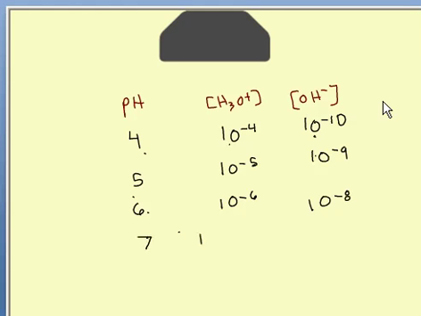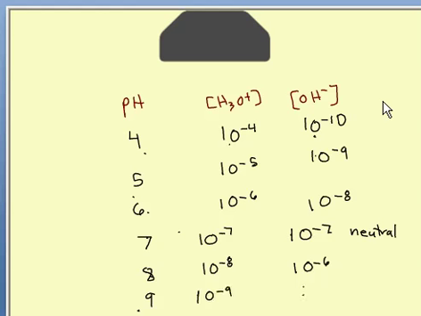If my pH is 7, the concentration of proton is 10 to the minus 7, and that of hydroxide is 10 to the minus 7. So here we're at neutral. If my pH is 8, the concentration of hydronium is 10 to the minus 8, and my concentration of hydroxide is 10 to the minus 6. If my pH is 9, the concentration of hydronium is 10 to the minus 9, and hydroxide is 10 to the minus 5. So as my pH goes up, the concentration of my acidic component, my hydronium or H plus, goes down.